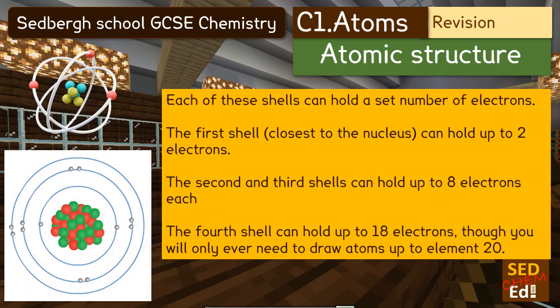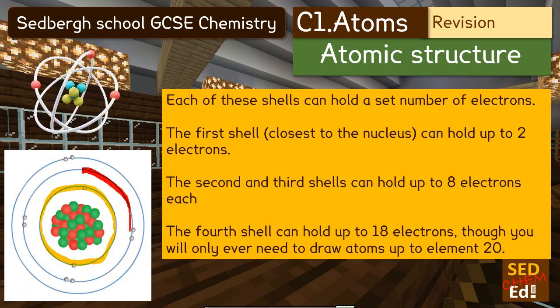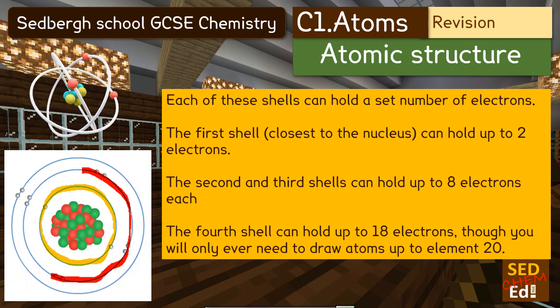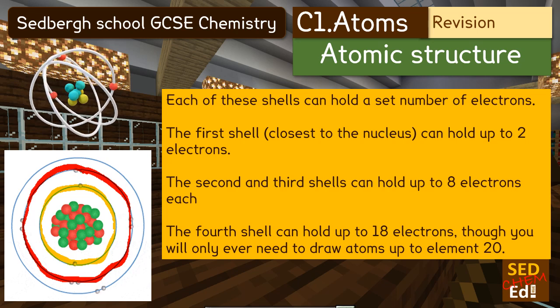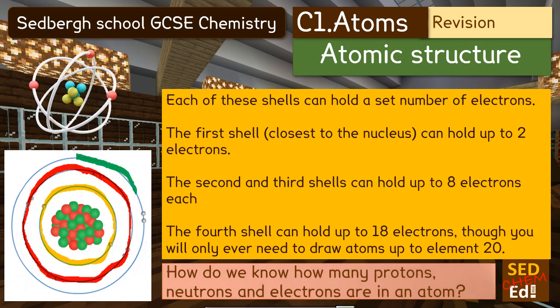The first shell, which is closest to the nucleus, can contain only 2 electrons in total. This is it here. After that, the shell hasn't got enough room to hold any more electrons, and so therefore we say it's full. If we have an atom with more than 2 electrons in it, then the next lot of electrons need to go on shell number 2. That's the next one out, and shell number 2 is slightly bigger. That means that it can hold up to 8 electrons in total. Shell number 3 also can hold up to 8 electrons in total.